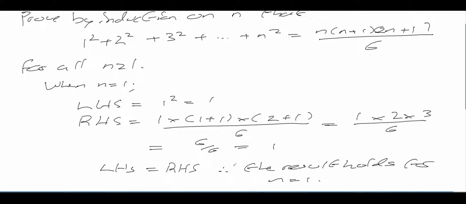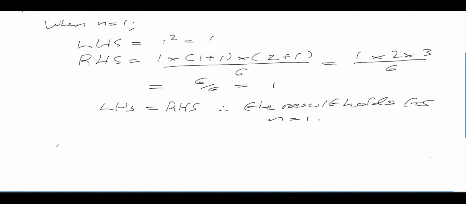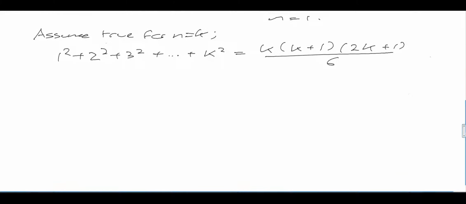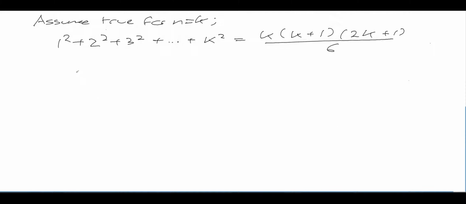That's our base case. The next step is to assume that it is true for n equals k. So I've written down what we had originally, apart from I've substituted n for k. So we're just going to assume that that's true. And that's going to help us with the next step of proving that this is true for all integers greater than or equal to 1. Next, we have to show that it's true for n equals k plus 1.